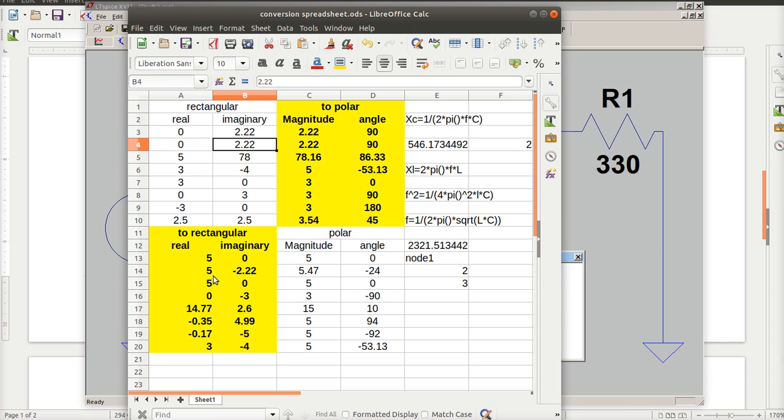And I will get that by subtracting this number, which is row 15, from this number in row 14. So 5 minus 5 is still 0. Minus 2.22 minus 0 is now a minus 2.22, so I can change that. And what you see is I have identical numbers with the phase off by 180 degrees. And that's the neat thing about AC and reactive components. The inductor and the capacitor sort of cancel each other.